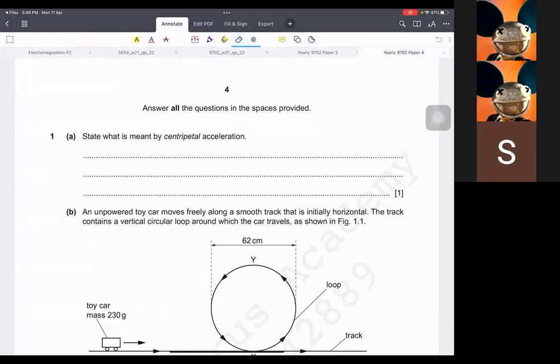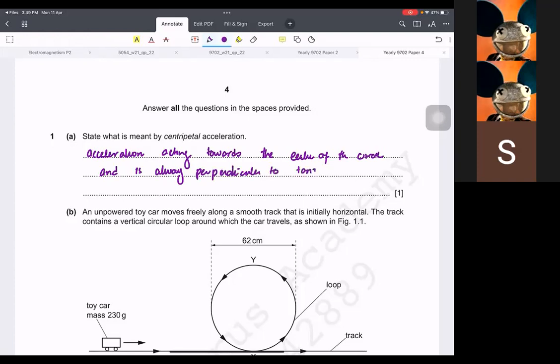So we would say that centripetal acceleration is the acceleration acting towards the center of the circle and is always perpendicular to tangential velocity. Okay.